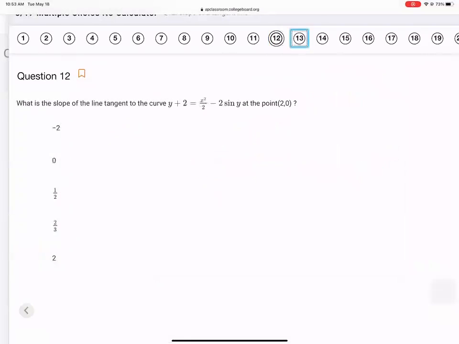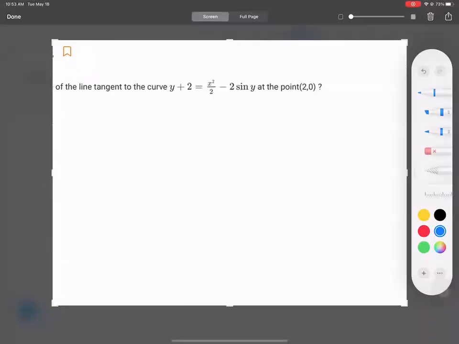What other questions can I help you guys out with? Tangent line. Even this one looks terrible, right? But it's just the derivative. What is the slope of the tangent line to the curve? Fine. So unfortunately, we have to do this implicitly. The derivative of y is y prime. So you can write y prime instead of dy dx if you would like. That's fine. Derivative of 2 is 0, equals the derivative of x squared over 2, which is x, minus, chain rule, 2 sine y.